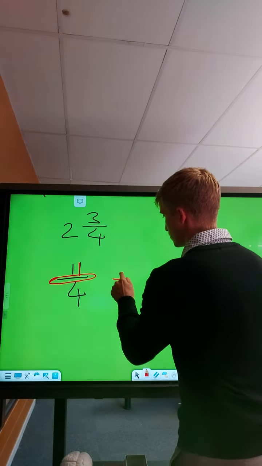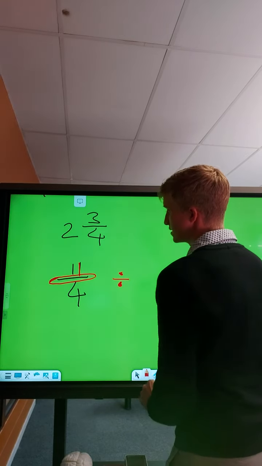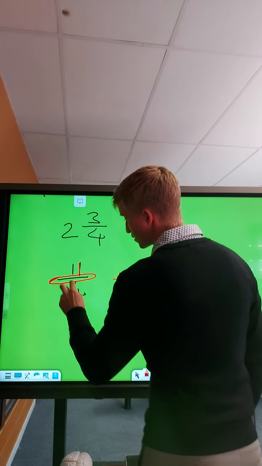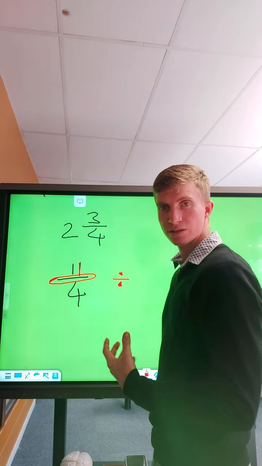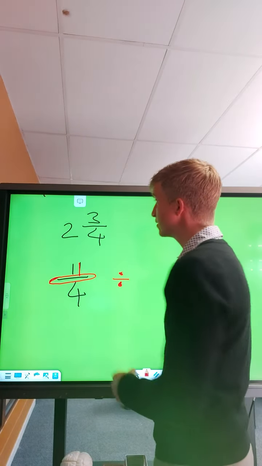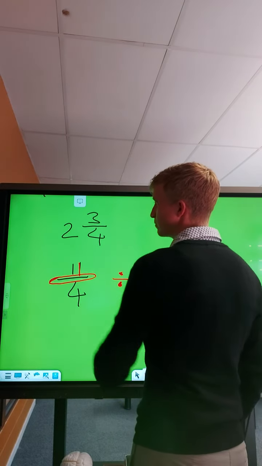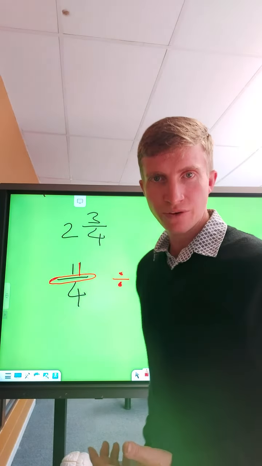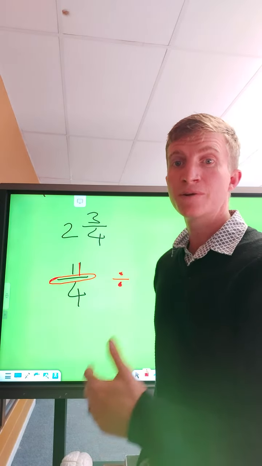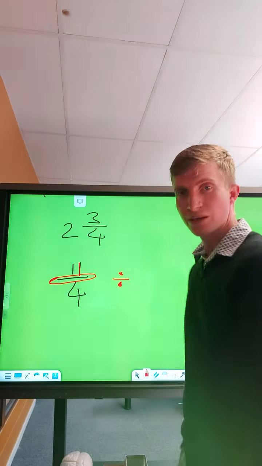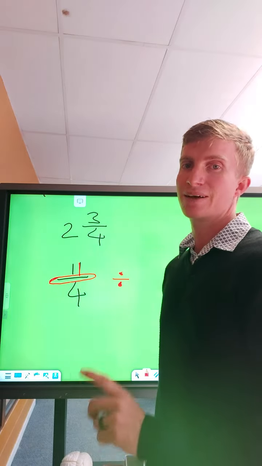So it's saying 11 divided by 4. That's what that fraction is telling me. There it's telling me 3 divided by 4. But if I do 3 divided by 4, I'm going to get a decimal answer, 0.75. But if I do it here with the improper fraction, I'm going to get a mixed number.